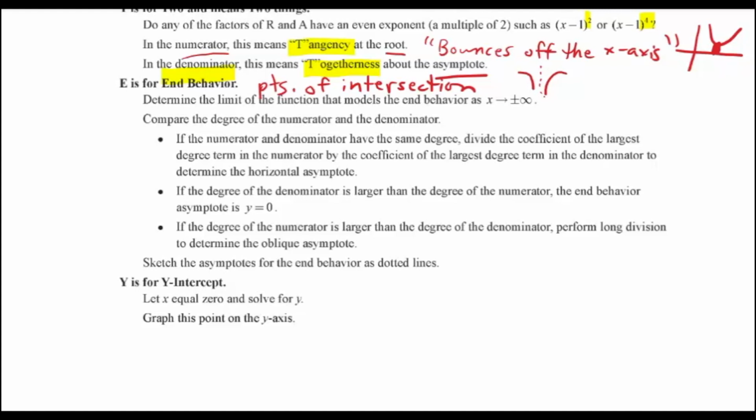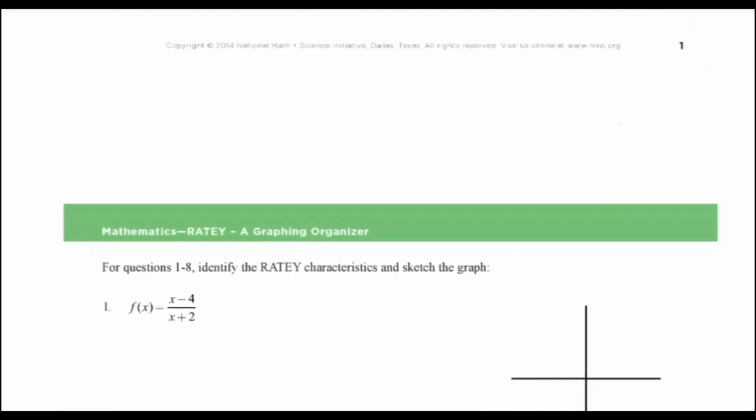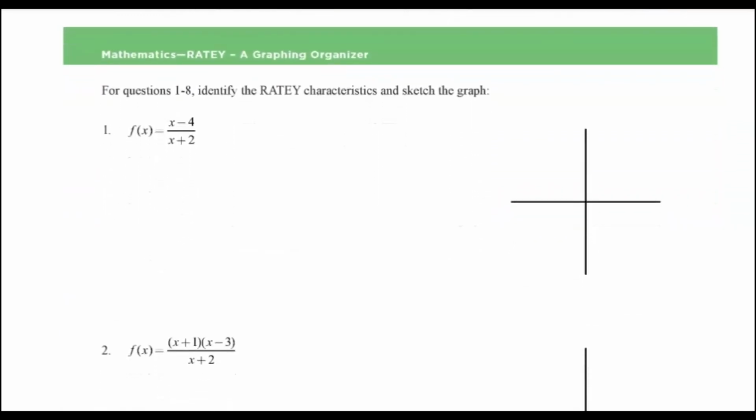And then finally, we have y for the Y-intercept. That's where you just plug in a 0 for all the x's and solve for y. And when you do that, that will give you all the information that you actually need to be able to graph these rational functions. Let's look at an example of one.